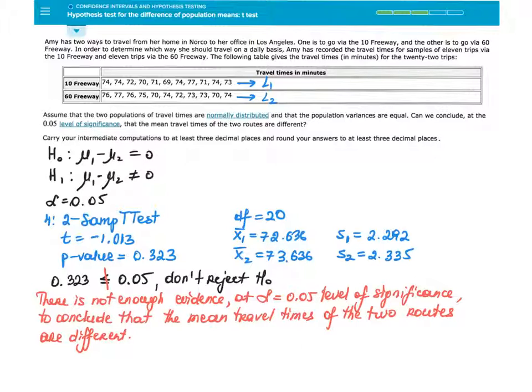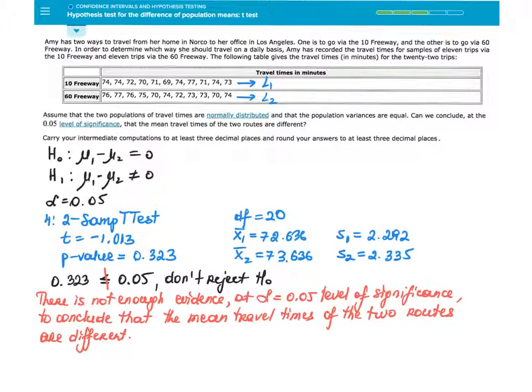Assume that the two populations of travel times are normally distributed and the population variances are equal. Can we conclude at the 0.05 level of significance that the mean travel times of the two routes are different? Carry your intermediate computations to at least 3 decimal places and round your answers to at least 3 decimal places.